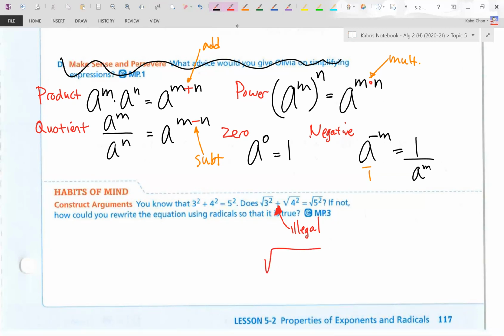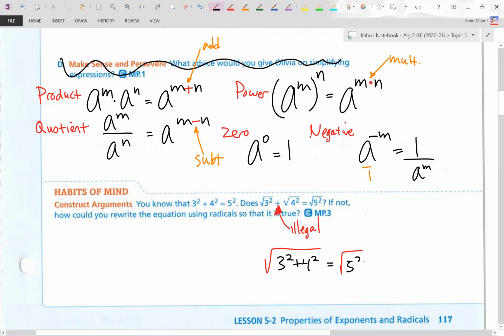Okay? What you should have done is this. The square root of the whole left side, 3 squared plus 4 squared. That's what they should have done. In fact, this is the Pythagorean theorem. A squared plus b squared equals c squared. All righty, not too bad.